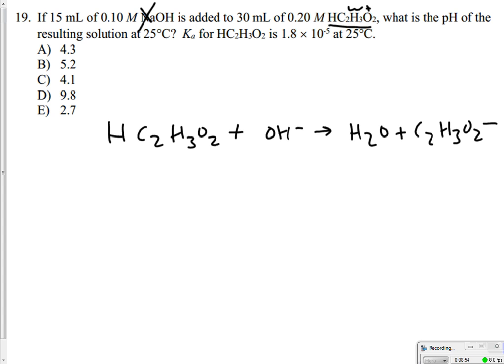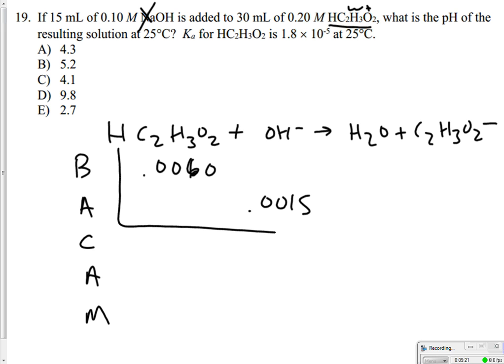So when I go to do an ICE table, my first step is I need to find moles of each. So moles of the acid, 0.030 times 0.20, I'm going to get 0.0060. That's going to be my moles of my acid. Moles of my base, 0.015 liters times 0.1. I'm going to end up with 0.0015. According to my work, I am before equivalence. So my first step is I'm going to subtract 0.0015 and add 0.0015 right there.